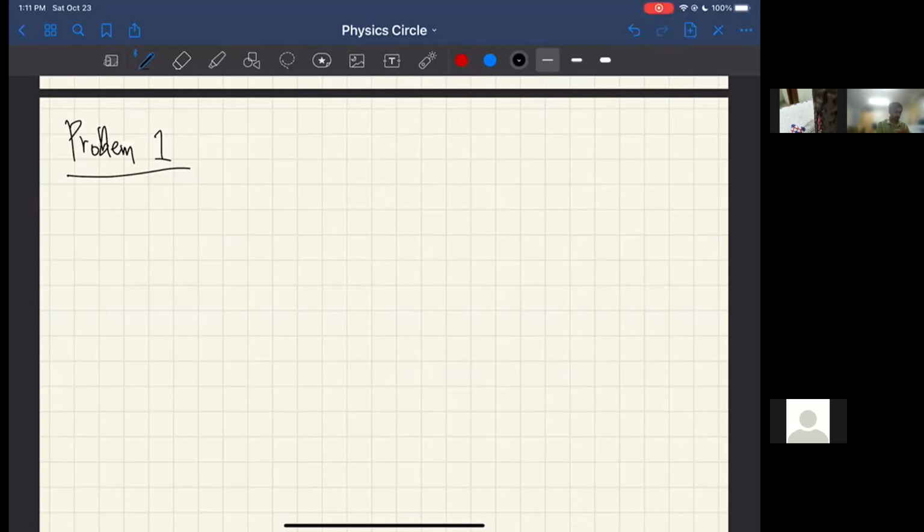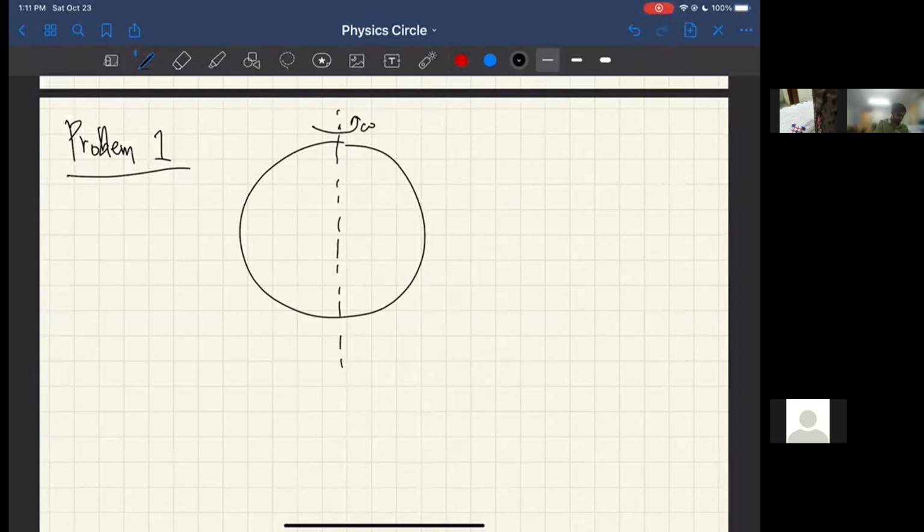So this problem, what do we have? We have a hoop, and the hoop is being spun around on its vertical axis by omega. And then we have a bead here. And again, the radius is r, and the angle is theta. And there's no friction.